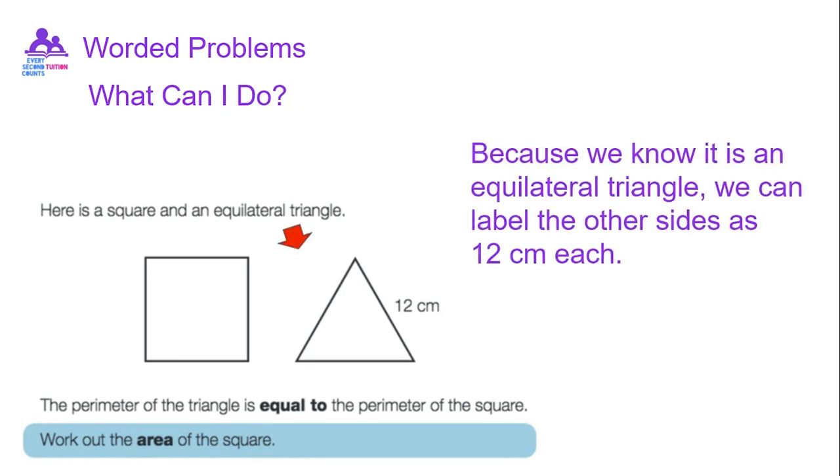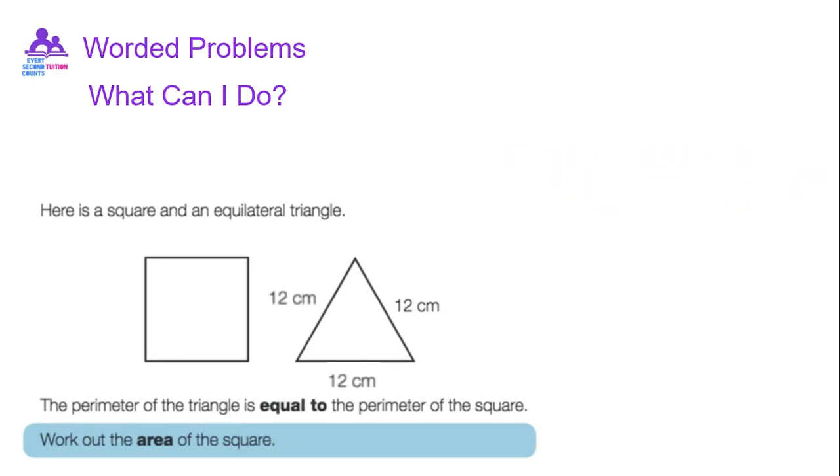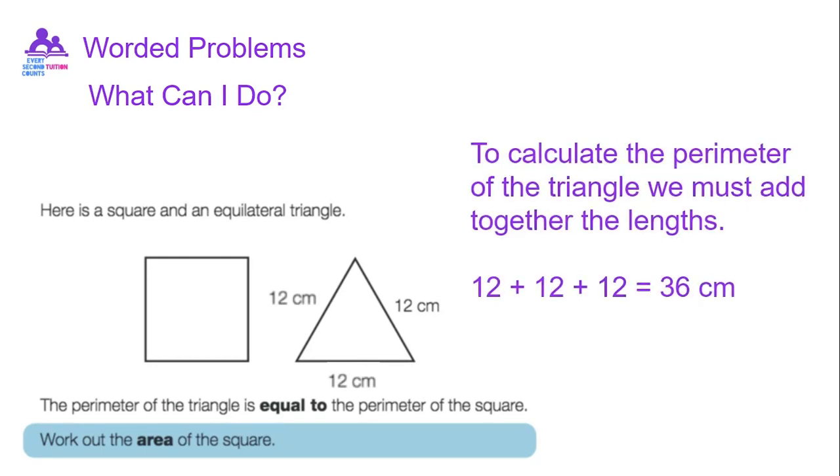So then it's about what I can do. Well, I know this is an equilateral triangle, and I know one of the sides is 12 centimetres. That means I can label the other sides as 12 centimetres each. So that's a good start. I can do that based on what I can see. And then, based on my knowledge of perimeter, I can calculate the perimeter of the triangle by adding together the side lengths that we have. So 12 plus 12 plus 12 is 36 centimetres.